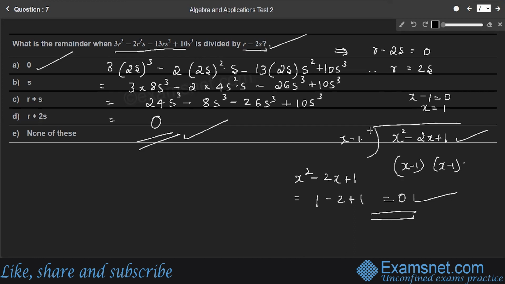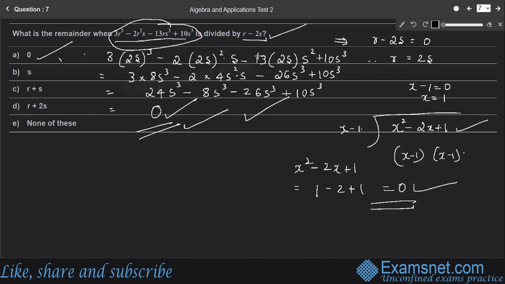Similarly, for the given algebraic expression also, when it is divided by r minus 2s, you will get 0 as the remainder. Option A is the right answer.